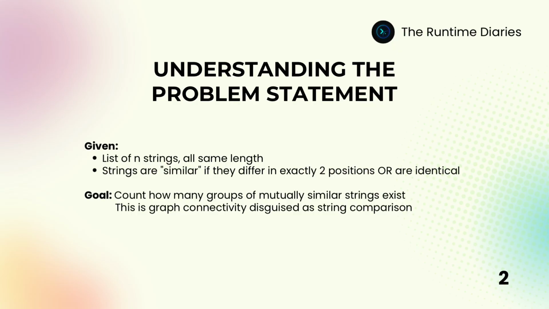Now here's the key insight that makes this problem solvable. Even though we're looking at strings on the surface, the hidden structure behind the problem is a graph. Each string is a node. Two strings are connected by an edge if they're similar. And the question becomes, how many connected components are in this graph?